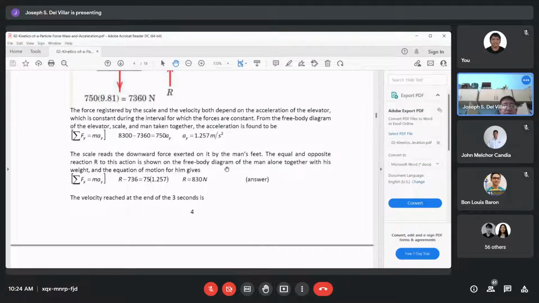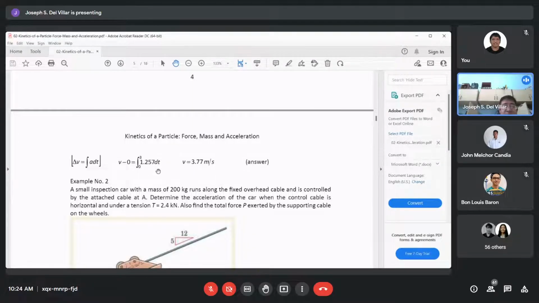Okay? So we now have V is equal to, so from 0 to 3, no? 1.25 t from 0 to 3. Okay? So 1.257 times 3. That will give us 3.77 meters per second. Okay?